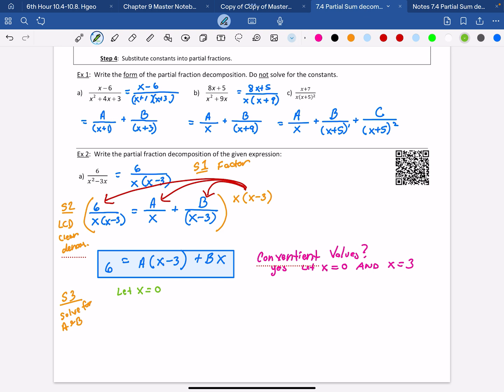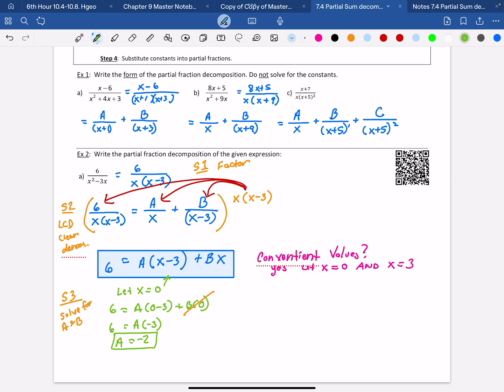All right, so what you're going to do is rewrite the equation above. In this equation, we're going to let x equal 0. So you have 6 is equal to a times (0 minus 3) plus b times 0. Well, what did that give us? If you look at that, it wipes this one out, and you end up with 6 is equal to a times negative 3. And when you solve for a, you're going to divide by negative 3, and a is equal to negative 2. All right, so look what you have. You have your a value that's going to go right there. We're halfway done.